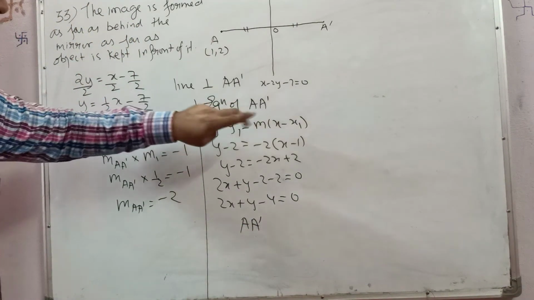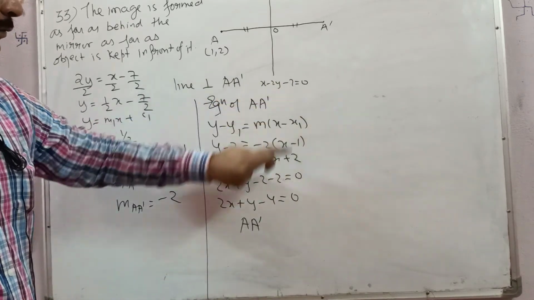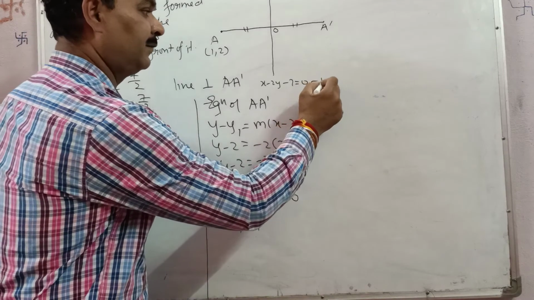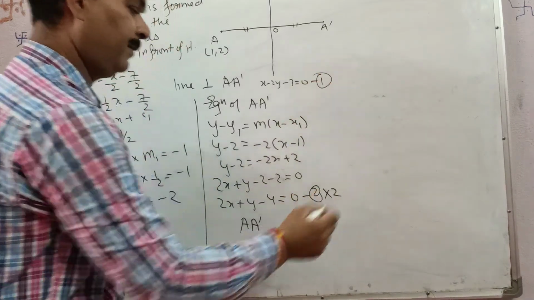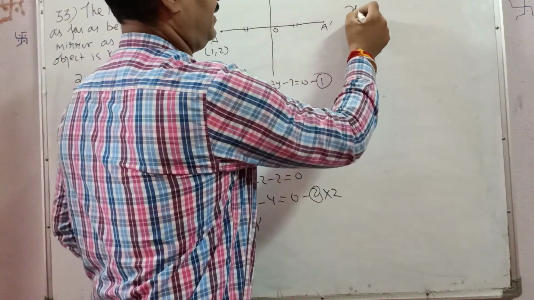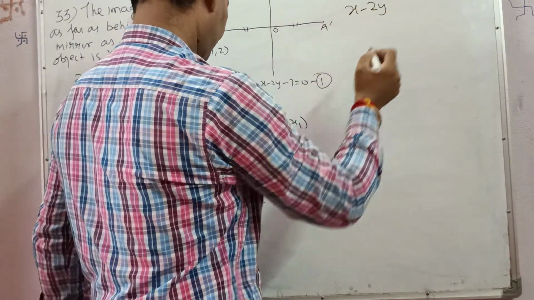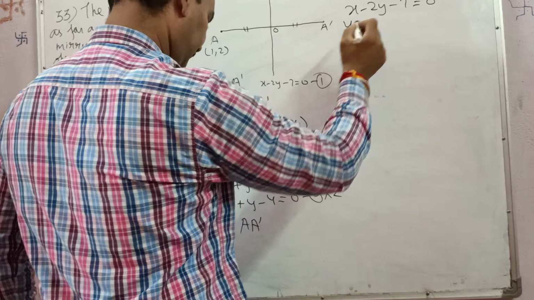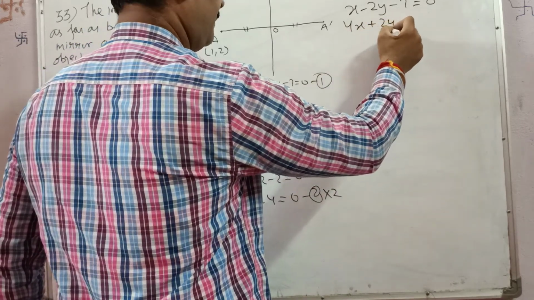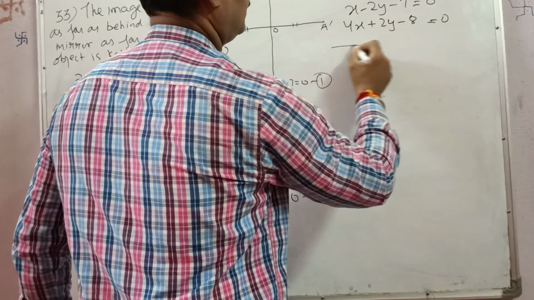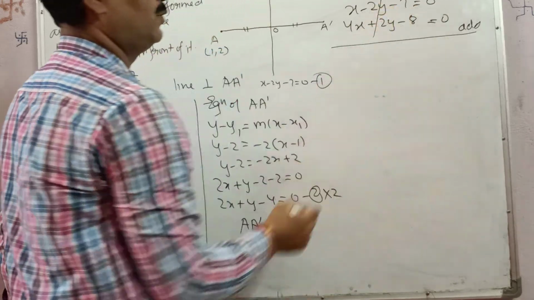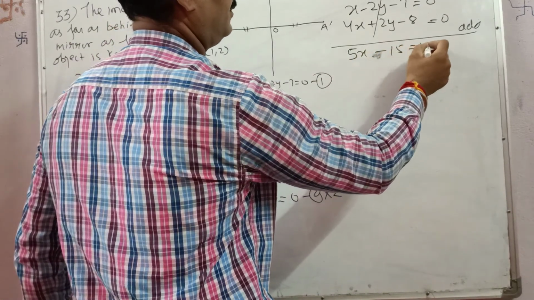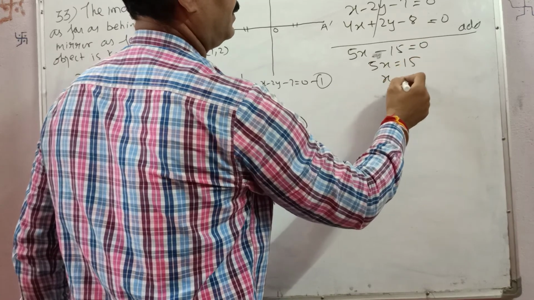Now we'll solve these two equations simultaneously. This is the first equation, this is the second equation. Multiplying the second by 2: x minus 2y minus 7 is equal to 0, and 4x plus 2y minus 8 is equal to 0. Adding, minus 2y plus 2y will be cancelled out. 5x minus 15 is equal to 0. 5x is equal to 15, or x is equal to 3.